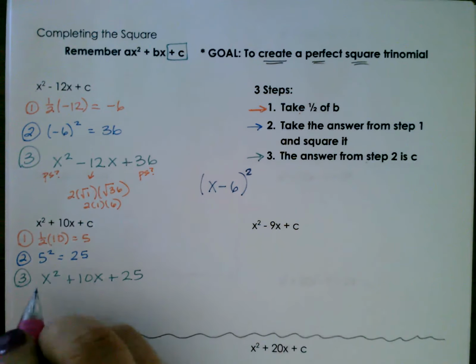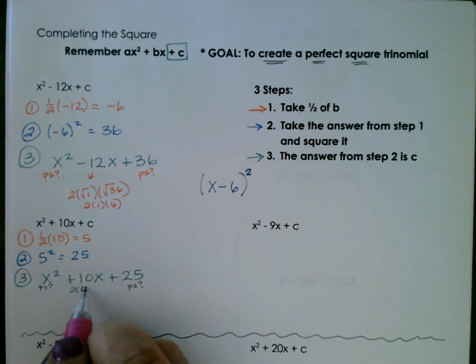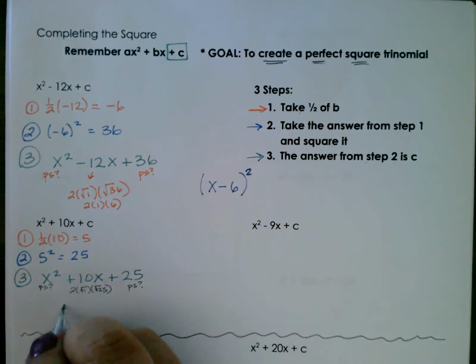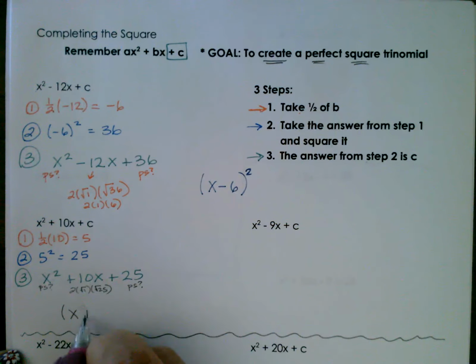Now I can factor this really quickly. Perfect square, 2 times the square root of the A term times the square root of the C term. Definitely. Factored form would be x plus the sign in front of B, the square root of the C term.